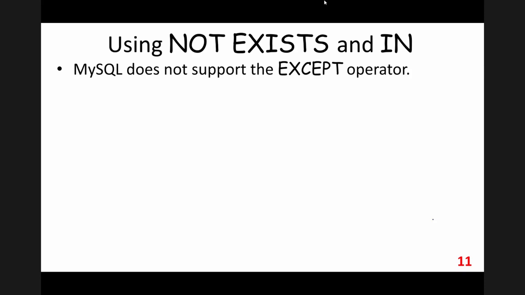So if it does not support it, then we have to find a different way to write it, an alternative way. So when you see except, if you find it doesn't work, then you have to find an alternative way to do the same thing. Here we use not exists and in this way to do the same thing as the except operator.